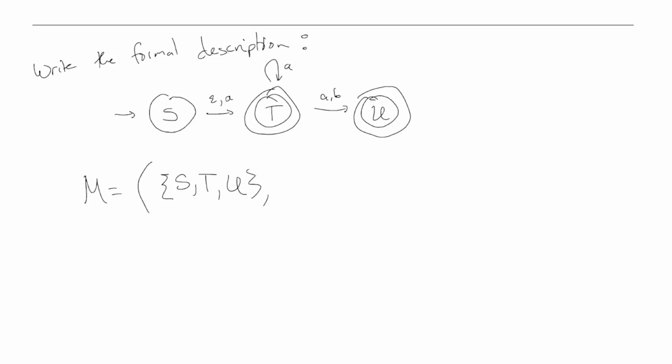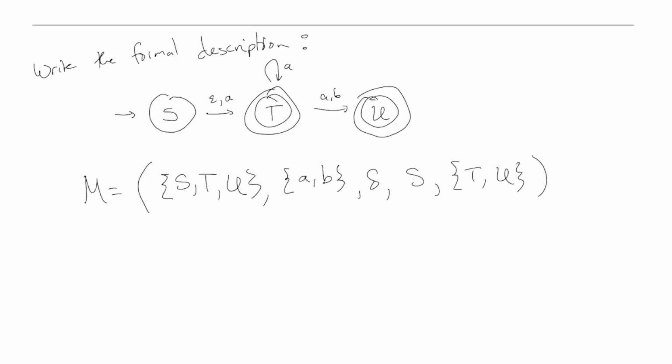Next is the alphabet. That's just A's and B's. Here's a little technicality. You should not write epsilon as part of the alphabet. Remember, epsilon means the empty string. It's not a letter of the alphabet. Even though you see an epsilon as one of the labels here, that doesn't mean epsilon is one of the letters in the alphabet. Epsilon is just a special notation for the empty string. Okay, then delta, which I will describe below. Then what's next? The starting state, that is S. And the set of accepting states is T and U as a set.